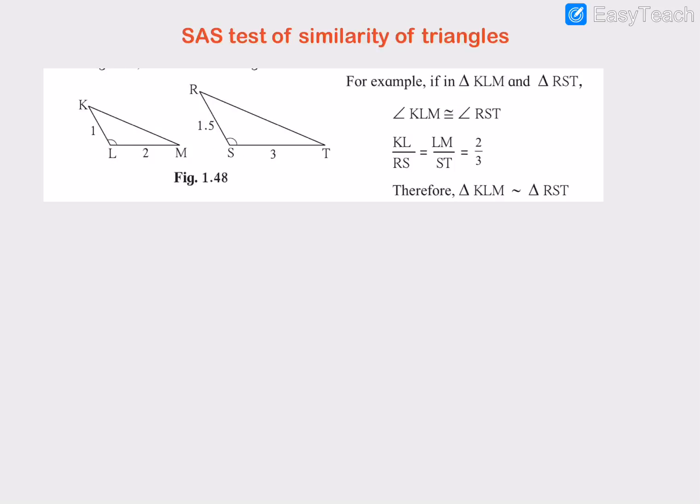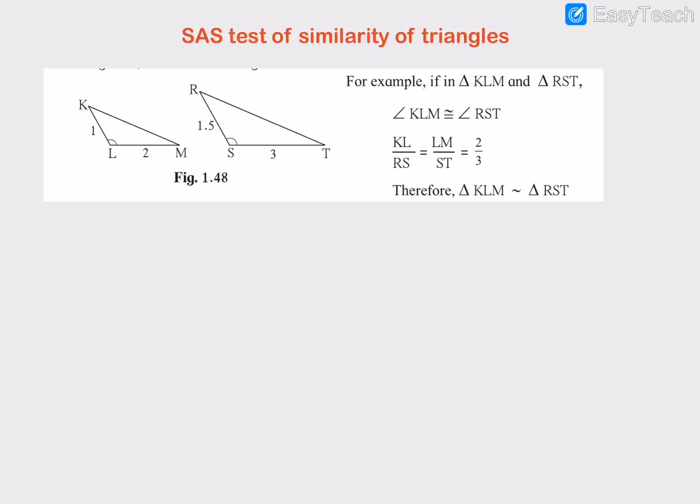So when two pairs of corresponding sides and the angle between them are congruent, then the two triangles are similar. That is, the ratio between the two given sides of the two triangles is equal and the angle between them is congruent. We can say by the SAS test of similarity, the two triangles are similar. So here an example is given. Two sides of two triangles are given.